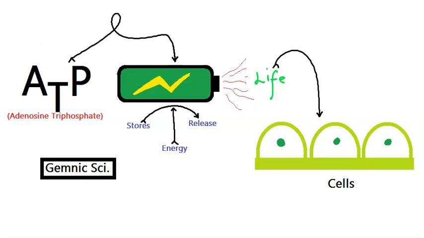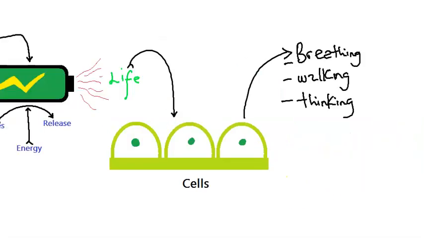ATP simply stands for adenosine triphosphate, and it is more like a rechargeable battery of your body. What it does is simply store and release energy whenever your cells need it. Notice that every single activity requires the molecule of ATP. For example, for us to be able to breathe, we need ATP. Walking, we need ATP. And ordinary thinking, we also need the molecule of ATP.